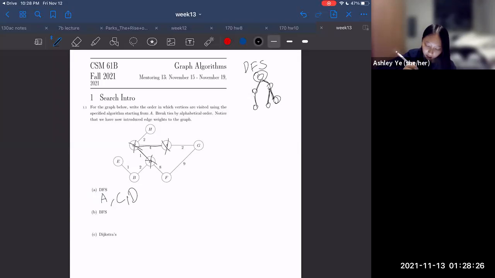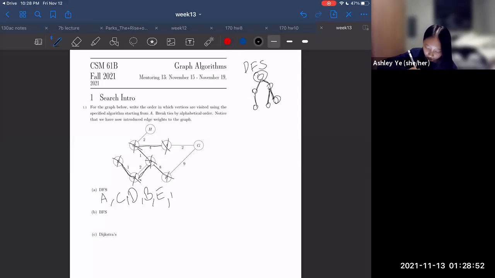We go down to D, and now that we're on D, we want to check D's neighbors. D is directly connected to B and F, so we want to do one of them. We're going to B, and then B only has one unseen neighbor, which is E, so we visit E. In this case, we see that E has no unseen neighbors, so we go back up to B and see if B has any unseen neighbors that we missed. We see that it doesn't, so we go back to D.